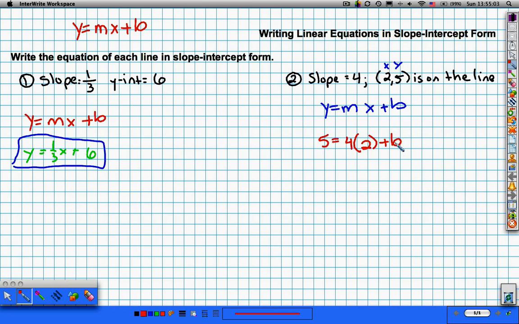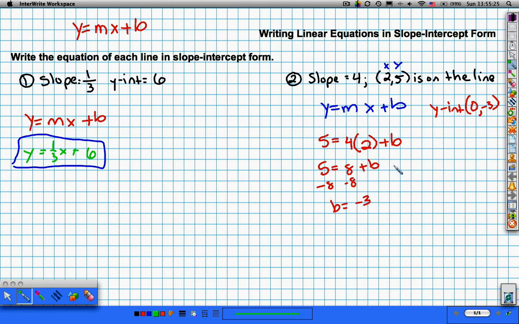We're solving for b because remember that will be our y-intercept that we need. So now we just use our algebra skills. 4 times 2 is 8. To solve for b, we subtract 8. We get b equal to -3. Therefore, our y-intercept is going to be 0, -3.